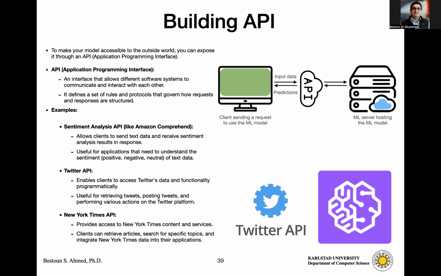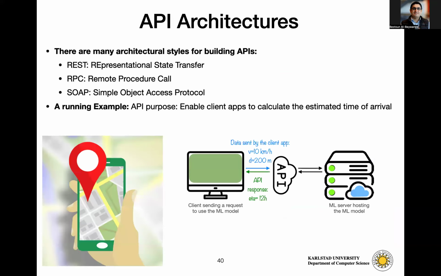You can use the sentiment analysis API, which is by Amazon, for example. You send the text data and receive sentiment analysis result in response. You have Twitter API to get the data about tweets. You have New York Times API, where you send some request and you get examples of articles or content published by New York Times.